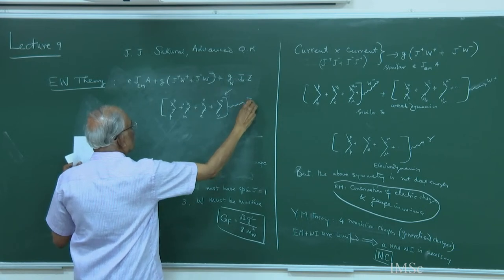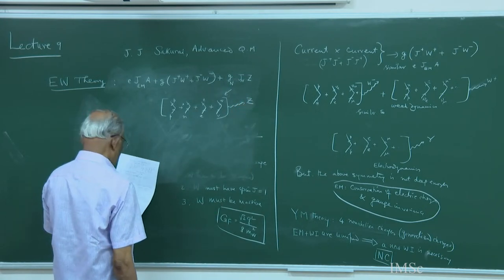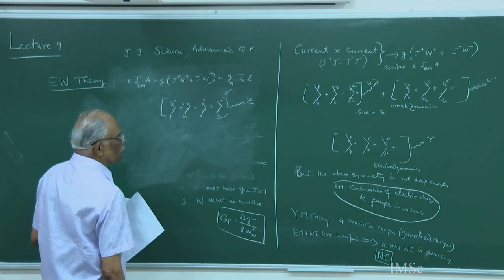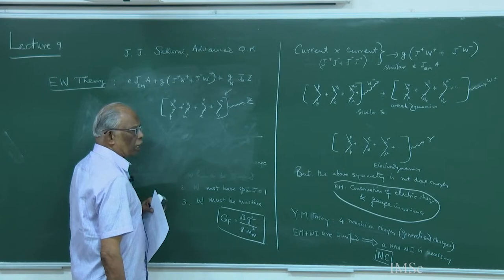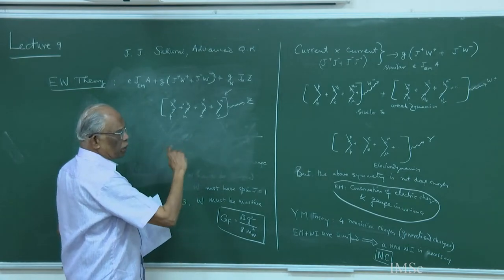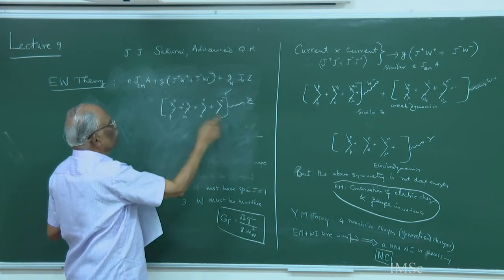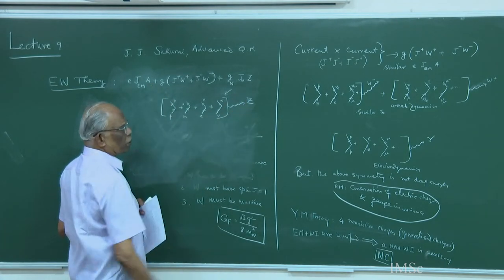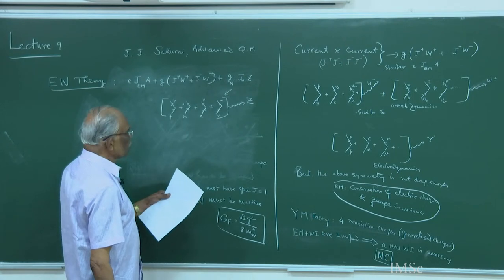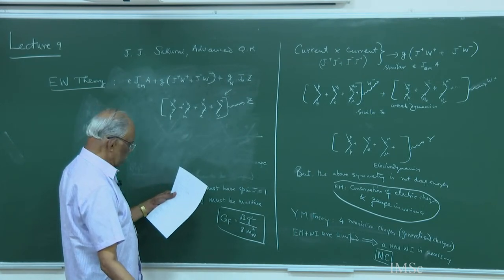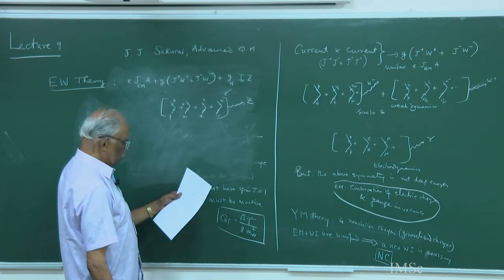The Z boson is either emitted, or absorbed. Z boson itself is self-conjugate, unlike W plus W minus, where antiparticles are different because they are charged. In that sense, it is like the electromagnetic field. It contains creation as well as destruction operator for the Z boson. This also is a massive boson. Otherwise, weak interaction will be long range. We have to avoid that.